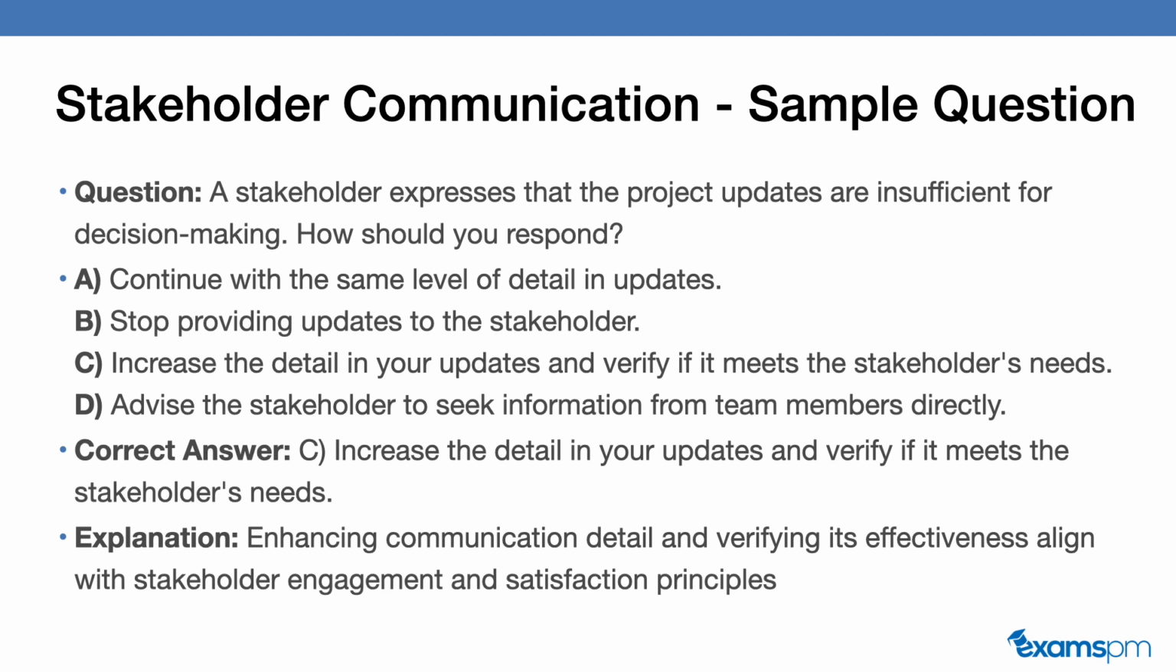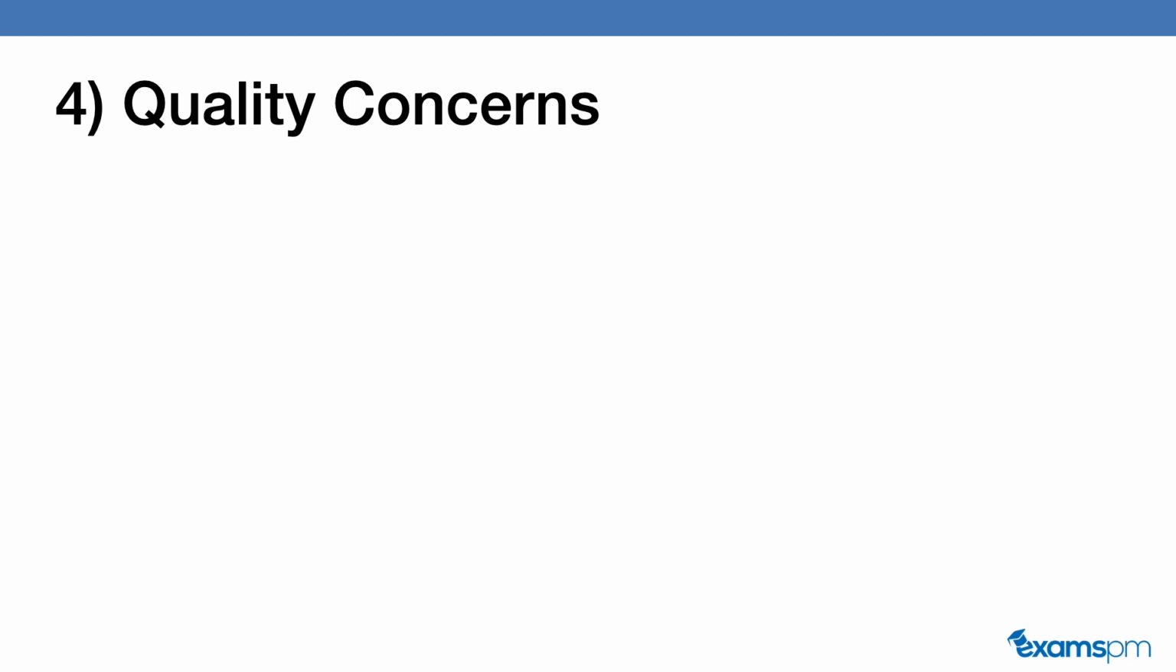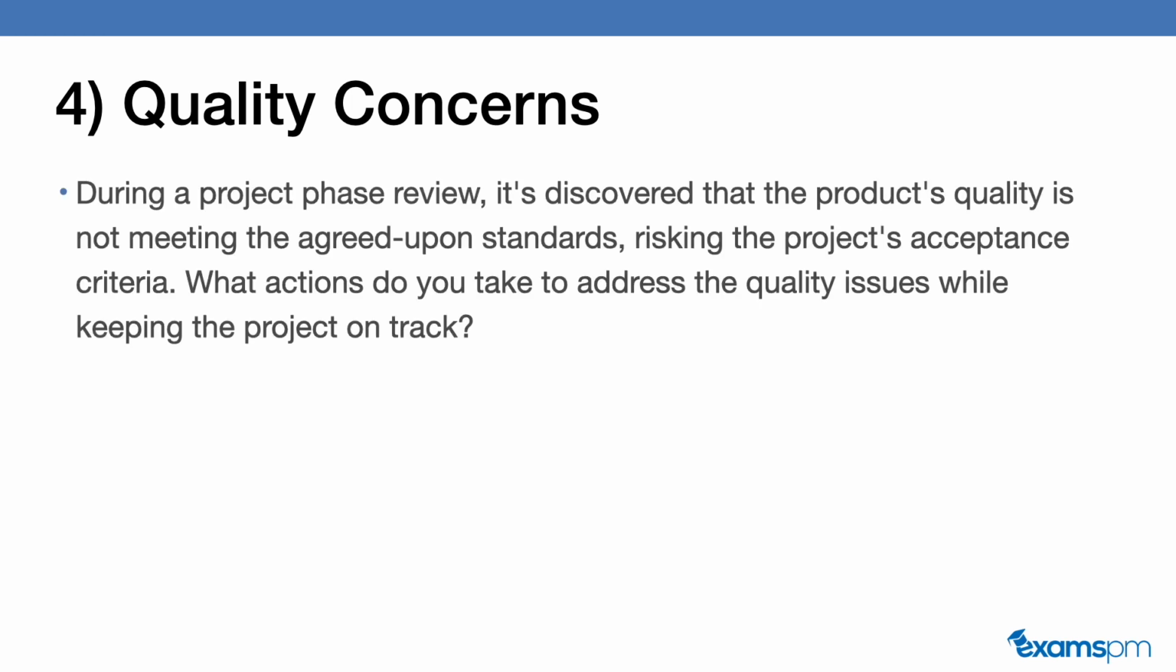Now, moving on to the next type of situational question that you may run into on your exam. This could be around quality concerns. So during your project phase review, it's discovered that the product quality is not up to par. It's not up to standards. And what this will do is that it will risk your project acceptance. Your stakeholders may say, well, this product is just not up to par. We're not going to accept it. We're not going to sign off on it.